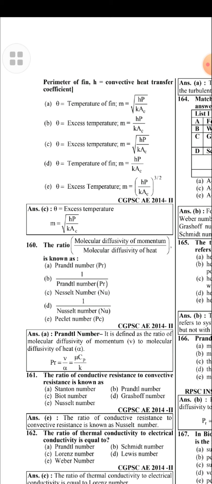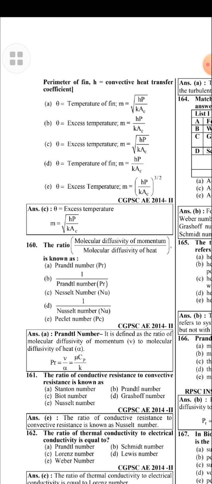The ratio of molecular diffusivity of momentum to molecular diffusivity of heat is known as Prandtl number, that is, nu by alpha, where nu is equal to mu Cp by k.